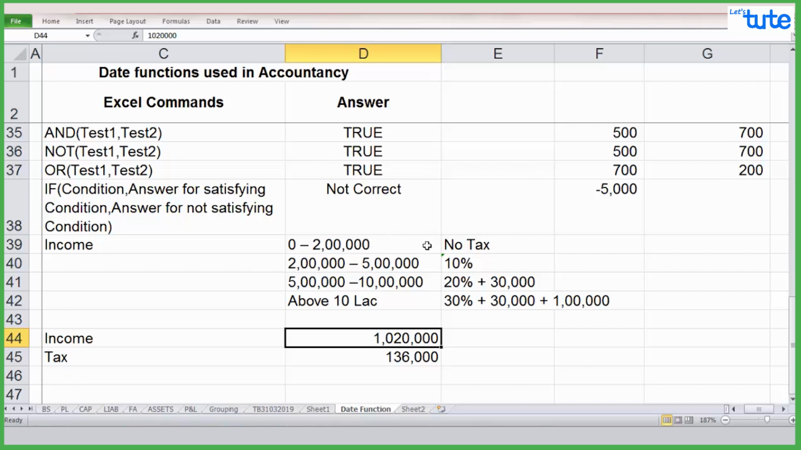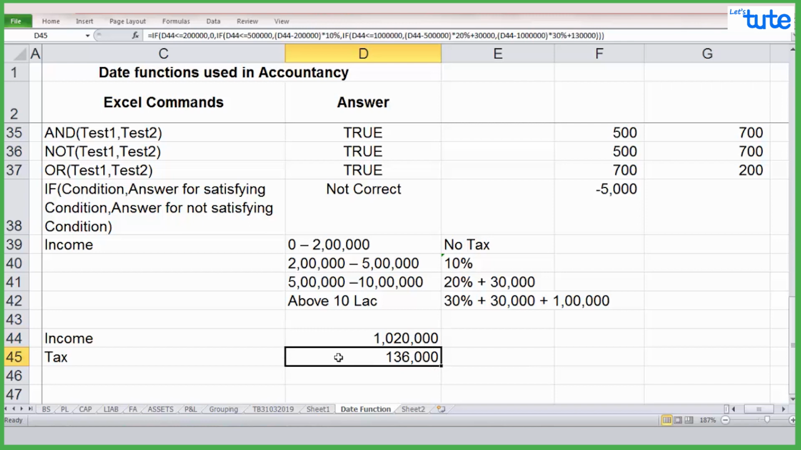This is your slab rate: 0 to 2 lakh, no tax; 2 lakh to 5 lakh, 10% tax; and 5 lakh to 10 lakh, tax rate is 20% plus 30,000. The 30,000 is because the difference between 5 lakh and 2 lakh is 3 lakh, and 10% of 3 lakh is 30,000. Okay. And the last one is above 10 lakh. If your income is above 10 lakh, then tax is 30% plus 30,000 for this slab and 1 lakh for the third slab. Okay. This is your income, and now I am calculating the tax.